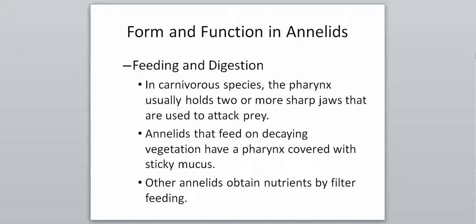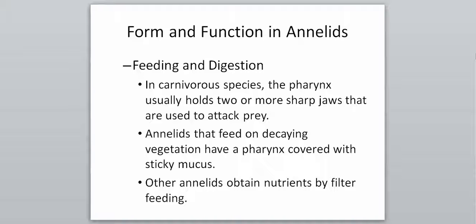In carnivorous species, the pharynx usually holds two or more sharp jaws that are used to attack prey. Remember, the pharynx is that tube up by their mouth. And annelids that feed on decaying vegetation have a pharynx that is covered with sticky mucus. This sticky mucus can probably help them break things down and stick to what they are eating.